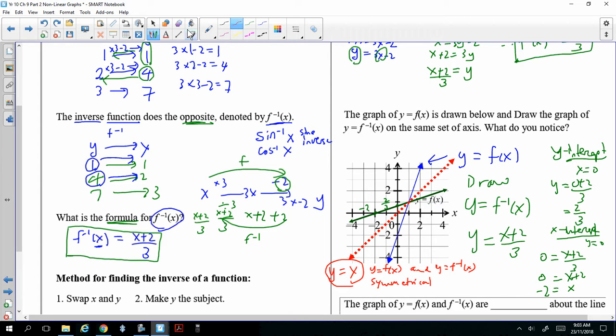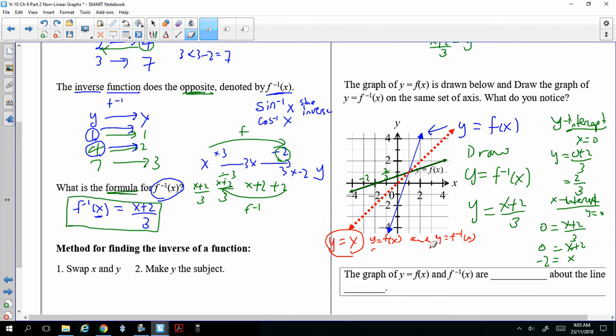Okay, let's write it down. So let's summarize this. The graphs are symmetrical about the line. Do we say symmetrical, or maybe we say reflection? Reflection about the line y equals x. Right, so reflect the green one about this line, you get the blue line, and vice versa.